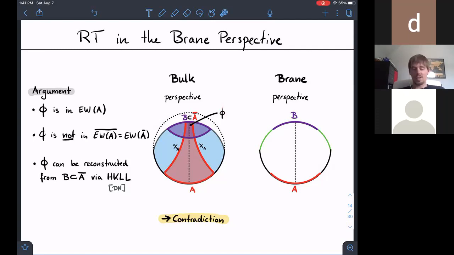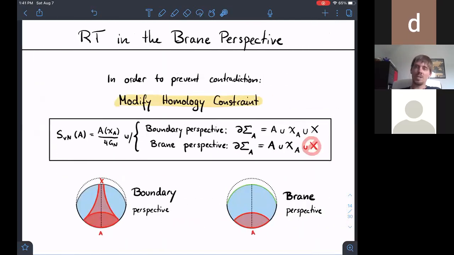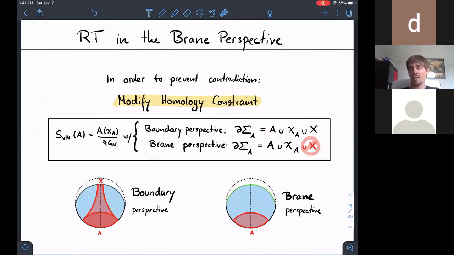So what we've shown is that although I shouldn't be able to reconstruct any information about phi from the complement of A, I in fact still can do it. So there's a contradiction, and now we want to resolve this contradiction. One option is, of course, to do away with one of the assumptions I've made, but I do want to keep them, in particular the second one about entanglement wedge reconstruction, because this really is at the heart of this island formula.